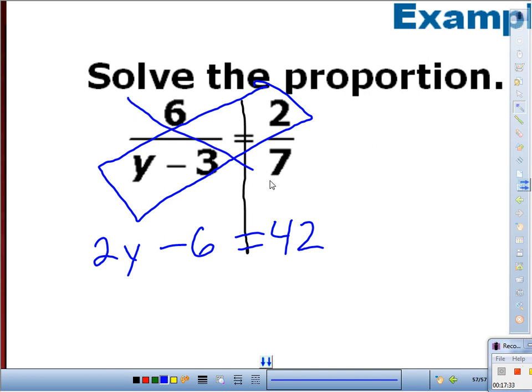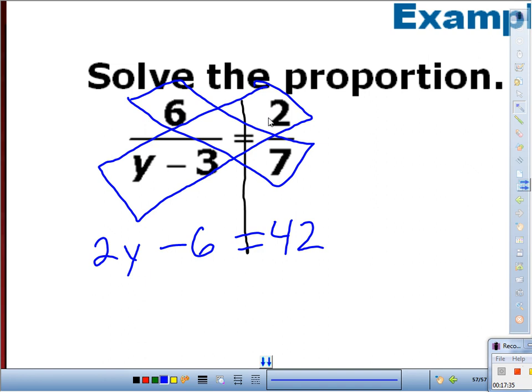That is correct. Who notices that now we have two terms here? And it's kind of like distributing, right? 2 times y and 2 times -3. So that becomes 2y minus 6 equals 42. Yes, Connor. You got it?